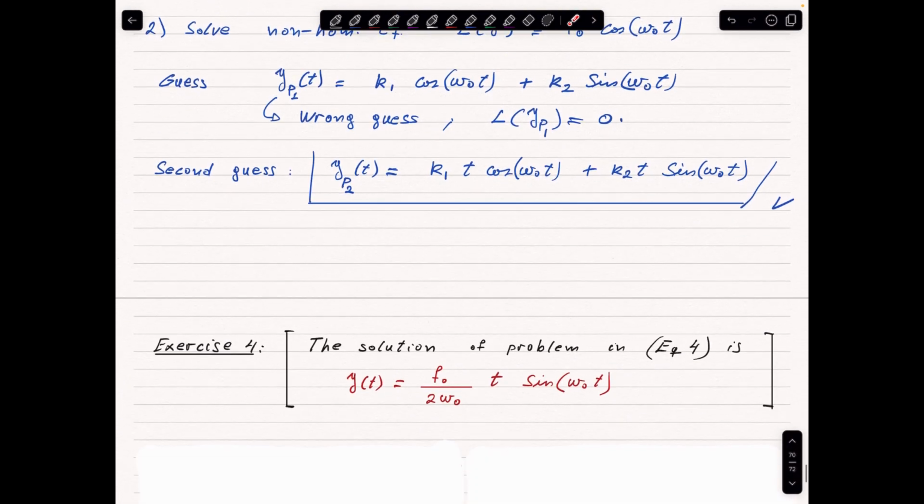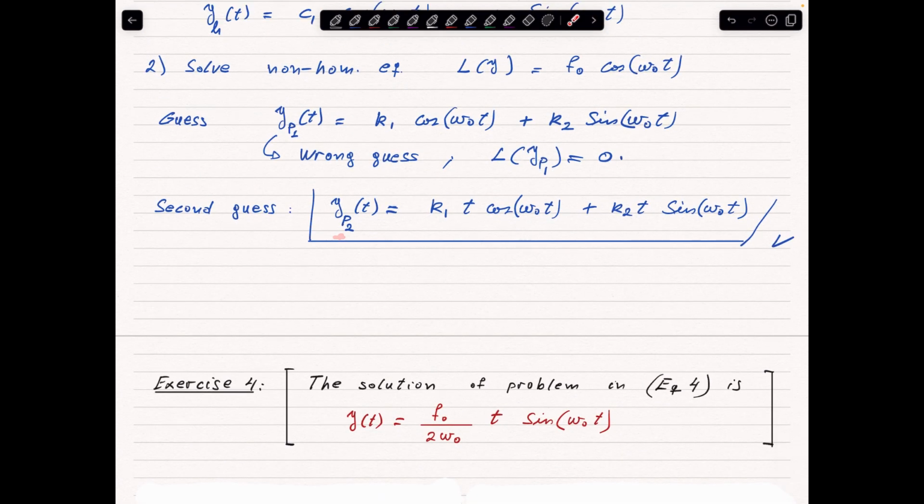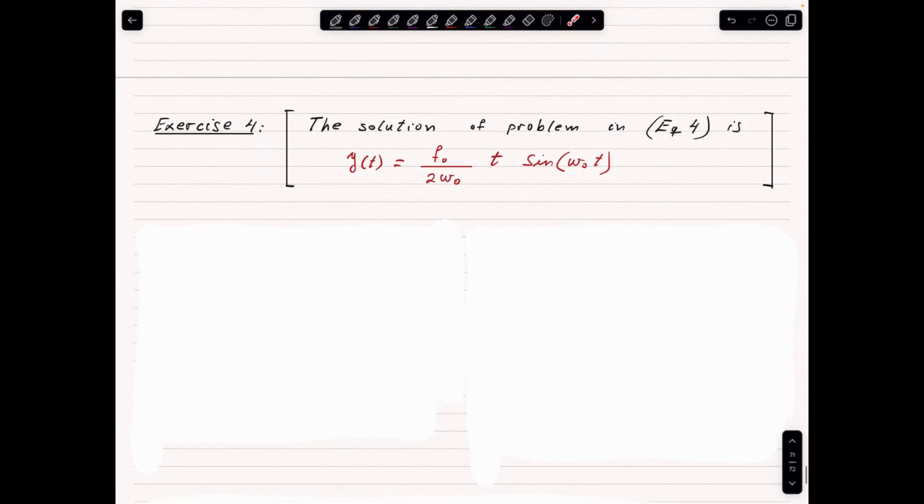The particular solution we were looking for has k1 equals 0, k2 equals f0 over 2 omega 0. Again, this is an exercise. And because of that form, t sine, it satisfies the initial conditions. So how does this solution look?